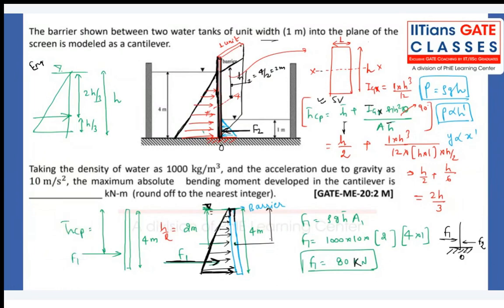So here, what will be my F2 force? F2 will be rho g h bar into area 2. Area 2, because only this much width of the plate will be surrounded by the second water. Right? So we can write 1000 into 10 into h bar. H bar once again will be what?